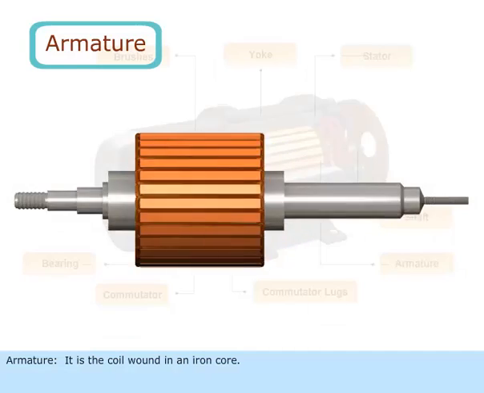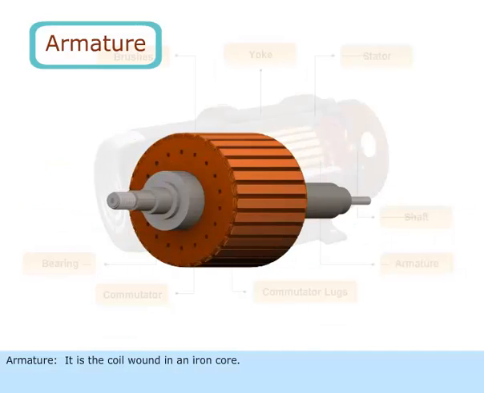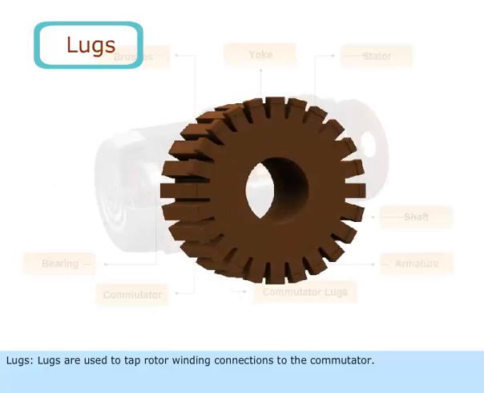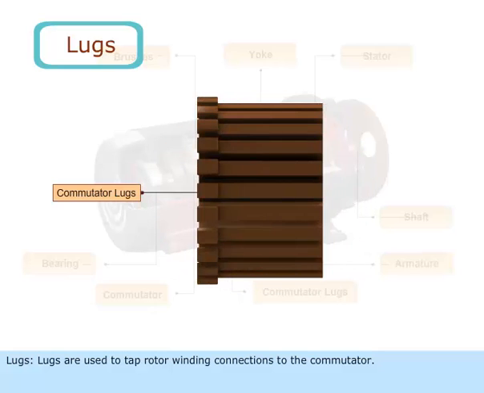Armature. It is the coil wound in an iron core. This is the main part which generates the EMF in a generator or develops torque in a motor. Lugs. Lugs are used to tap rotor winding connections to the commutator.